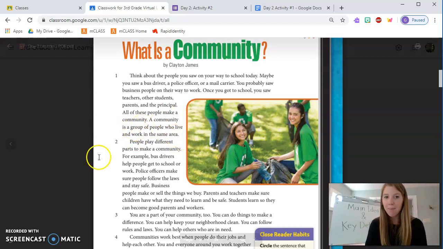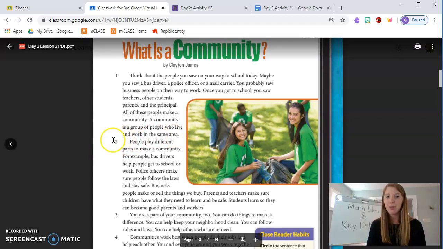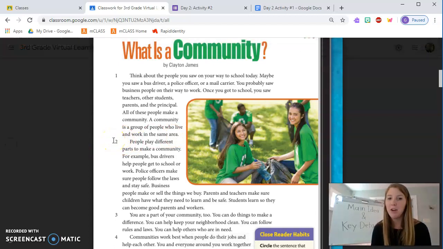Ding, ding, ding. It just told me a community is a group of people who live and work in the same area. Paragraph 2. People play different parts to make a community. For example, bus drivers help people get to school or work. Police officers make sure people follow the laws and stay safe. Business people make or sell the things we buy. Parents and teachers make sure children have what they need to learn and be safe. Students learn so they can become good parents and workers.